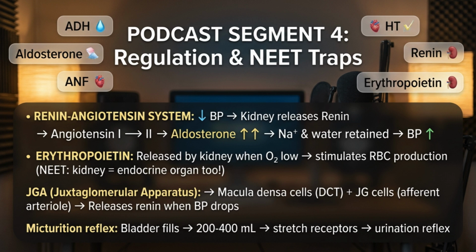And finally, micturition. The bladder accumulates urine. When it reaches about 200 to 400 milliliters, stretch receptors trigger the micturition reflex, a neural signal that causes bladder contraction and sphincter relaxation. Voluntary control is from the cerebral cortex.